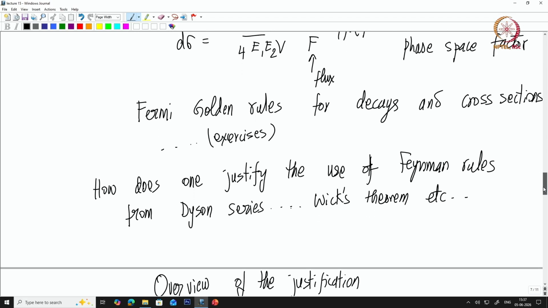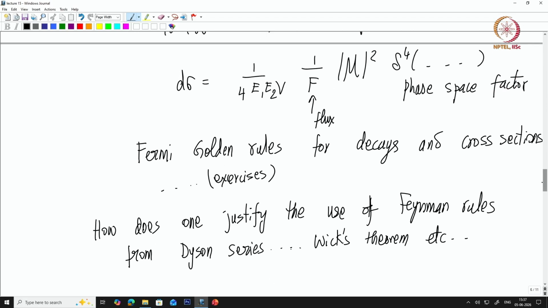And then we looked at the Fermi golden rule, which will be covered in your exercises for both decays and cross sections. We will use the Fermi golden rule to calculate the differential cross section, integrate over the angular variables, and then get the full cross section.